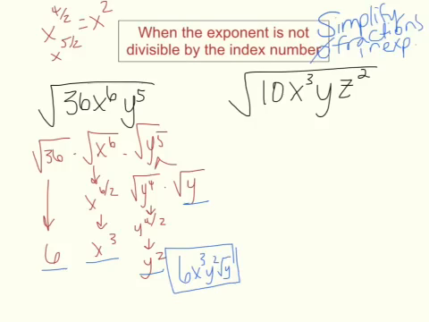All right, so let's try this other example. I can tell we don't have a square root of 10. We don't know what that is. We can't divide 3 divided by 2. It's going to leave us with fractions in our exponents, so we're going to need to simplify.